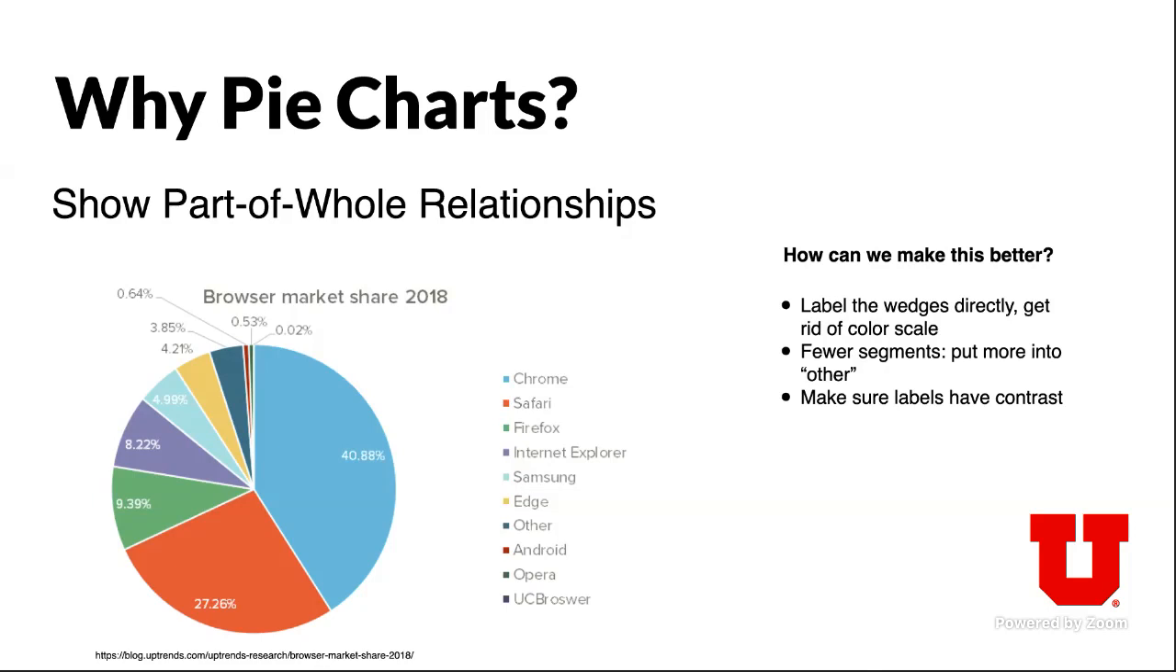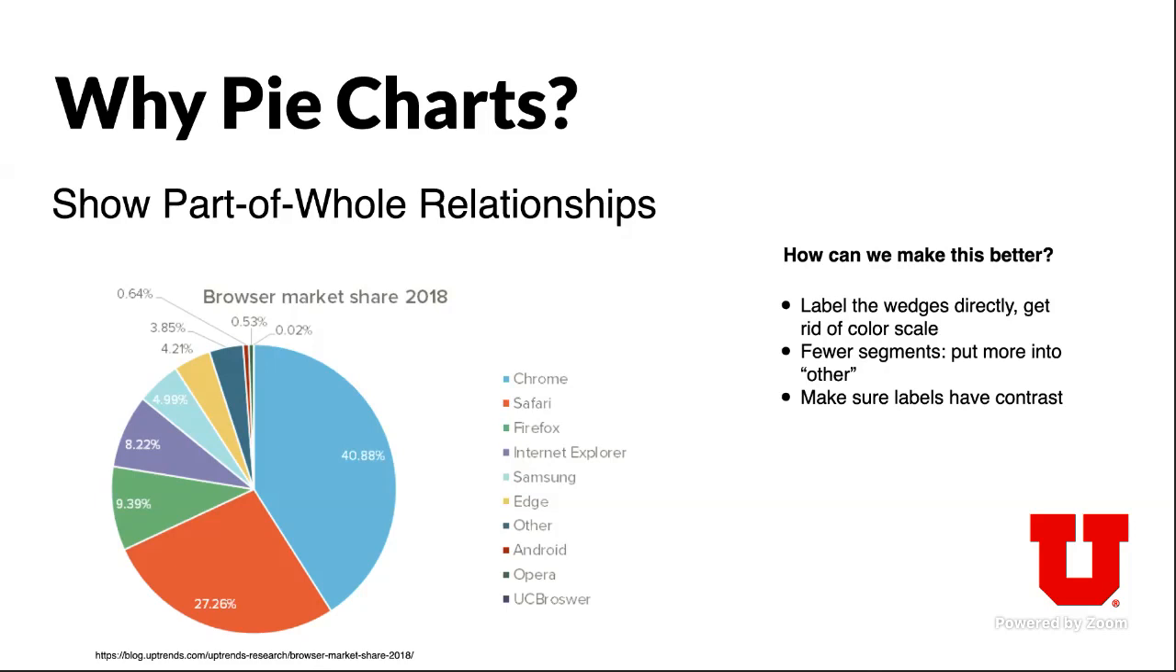What pie charts are doing is really showing us what is the share of one thing of the whole. And you see here, Chrome has a big share. So not a terrible pie chart. We could make this chart better. So for example, the wedges, we could label them directly instead of having a color legend. So we don't have to have the indirection.